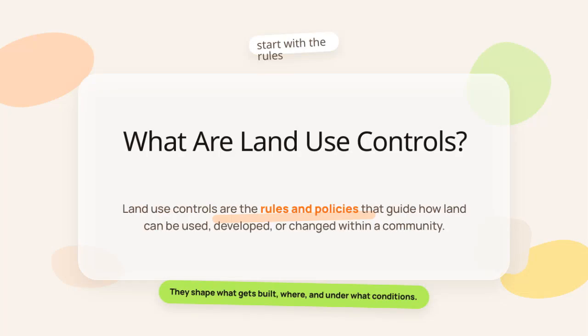When we talk about land use controls, we're referring to the set of rules and policies that determine how land can be used, developed, or changed within a community. These controls essentially set the framework or guidelines for what can be built, where it can be located, and under what conditions this development can occur. By establishing these rules, communities can manage growth, protect natural resources, and ensure that development aligns with overall planning goals. So, land use controls are really the starting point for shaping the physical layout and character of our neighborhoods and cities.